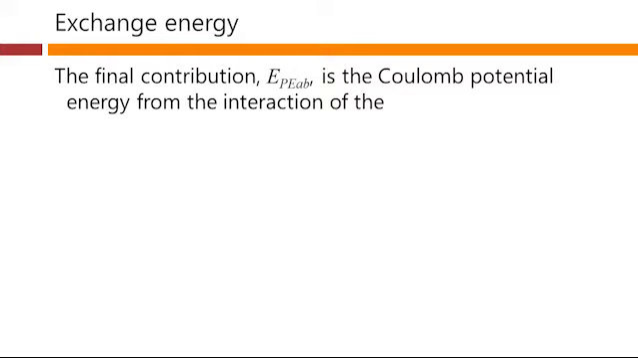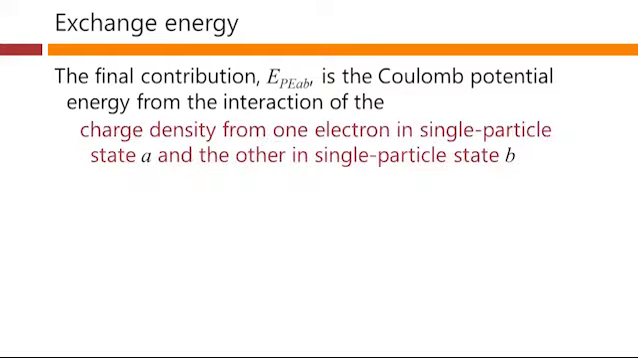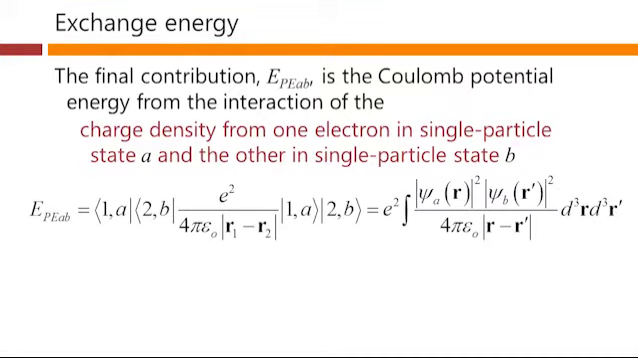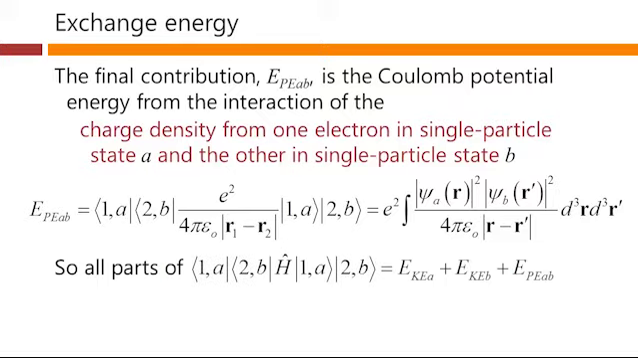Similarly, this term here, the Coulomb potential energy from the interaction of the charge density from one electron in single particle state A and the other in single particle state B, is straightforward enough. Again, here we end up with a simple factor in here, and the product of the bra and the ket for particle 1 just gives us this term, and the product of the bra and the ket for particle 2 gives us this term here. So we're left to work out this integral, which is straightforward.